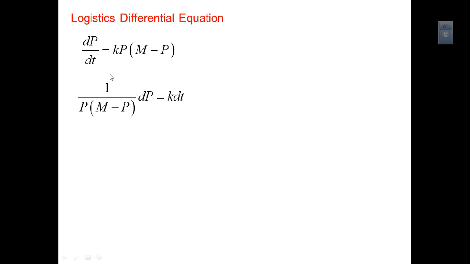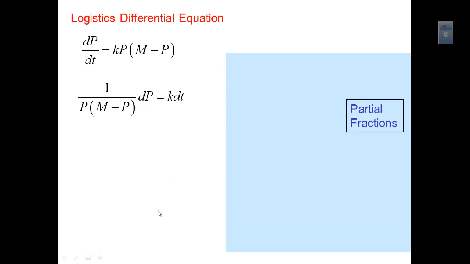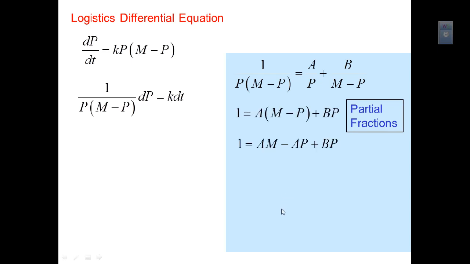All right, so we'll do our separation of variables there. Move all the P things over here and move the dt over there, so we end up with 1 over P times (M minus P). By the way, M is a constant, so don't forget that, equals k dt. Now, doing some partial fractions here, and that's why we did partial fractions before we got into this, we're going to end up solving this thing.